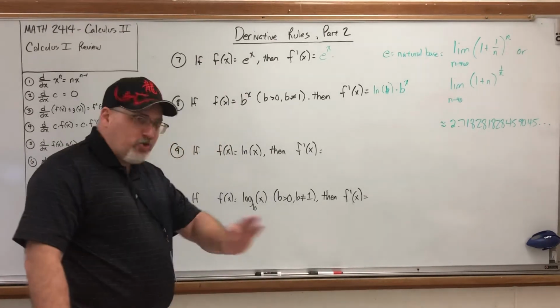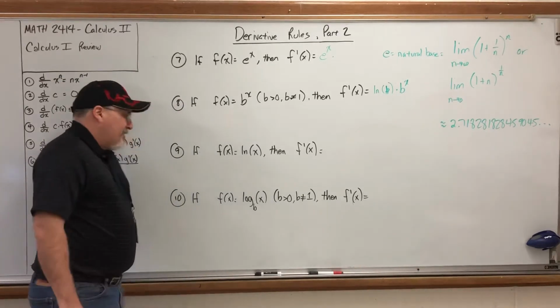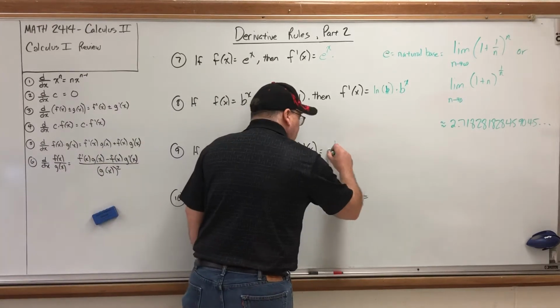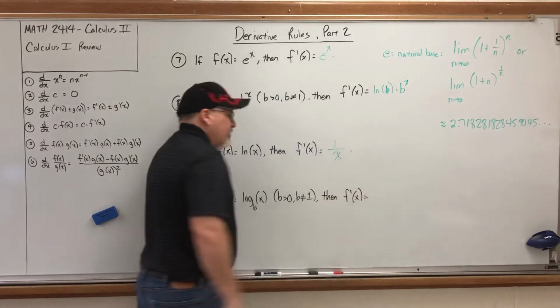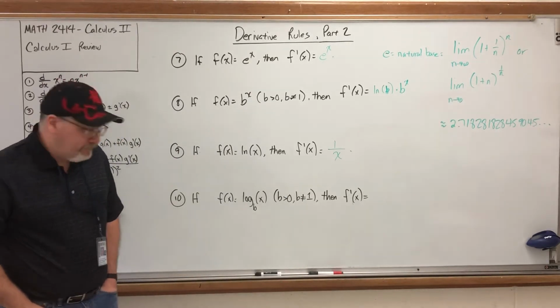But I have to assume that the algebra is there already. Number 9, if f of x equals the natural log of x, then f prime of x is equal to 1 over x. Pretty easy derivative. The derivative of natural log of something is 1 over the inside.